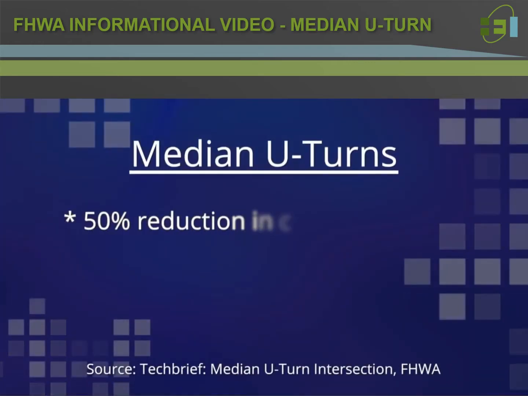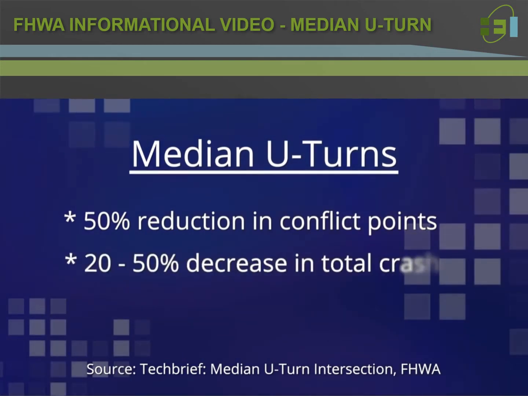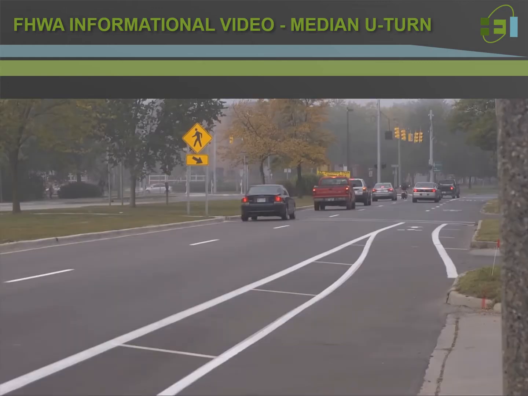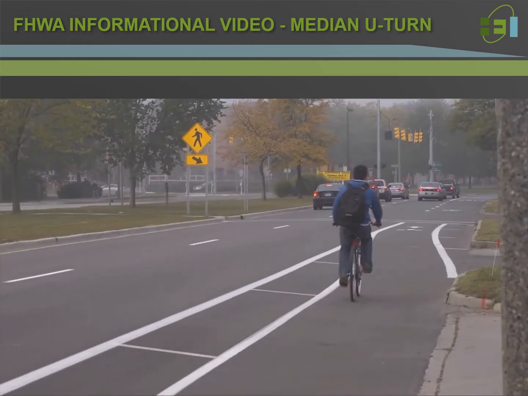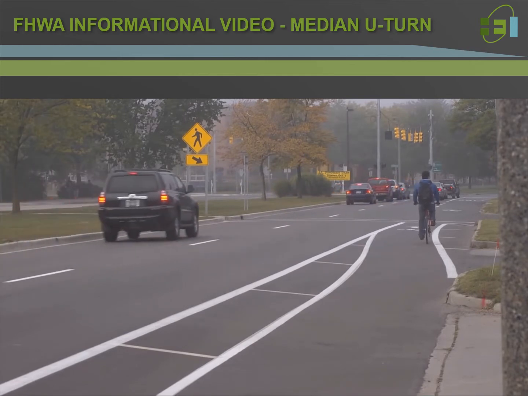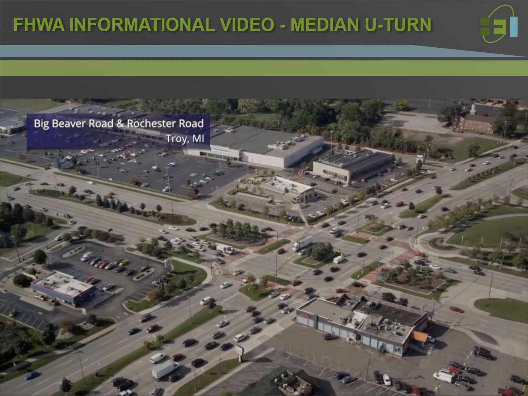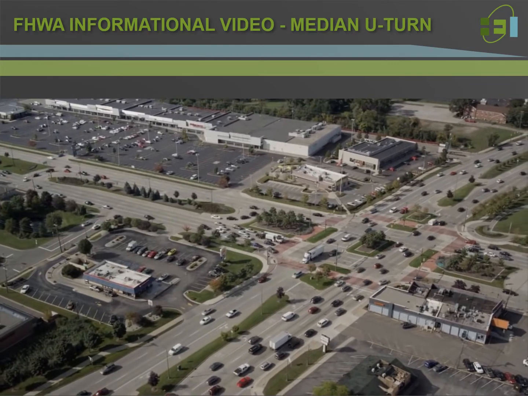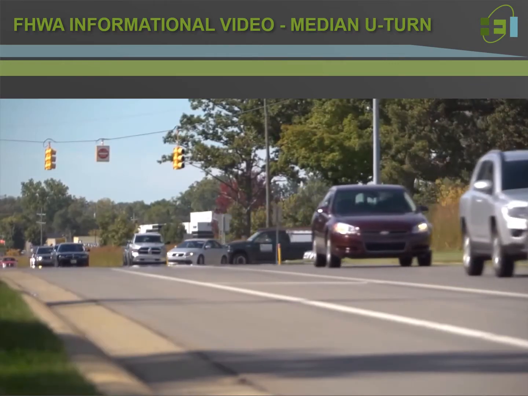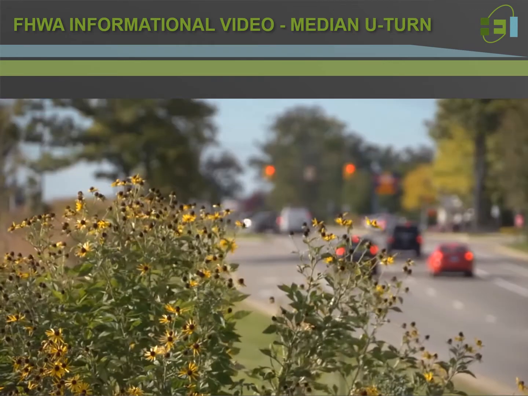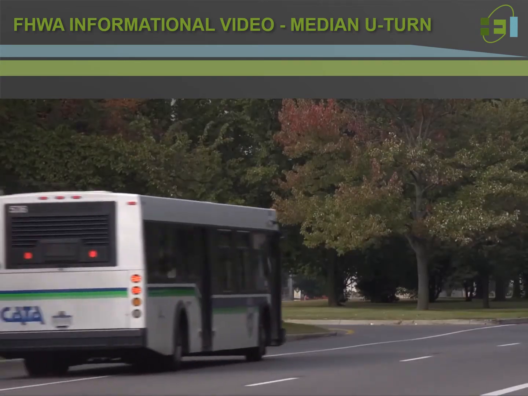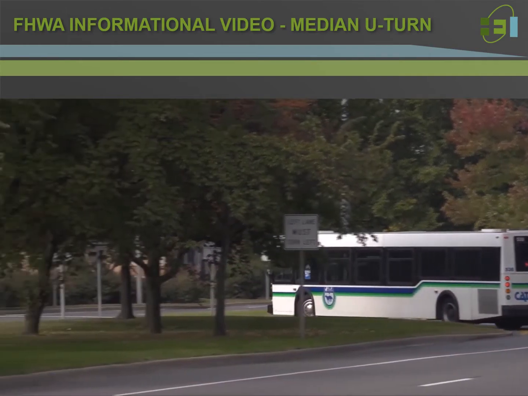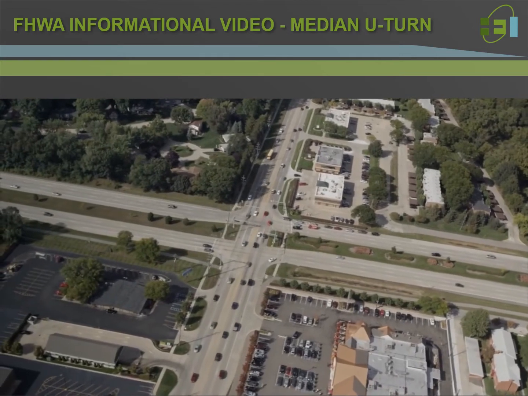By reducing the number of conflict points, the median U-turns result in safer intersections and roadways as compared to conventional signalized intersections. Moreover, the median U-turn design can be less costly and quicker to build than a conventional design. And finally, the median U-turn is an especially robust intersection solution, capable of effectively serving user needs and accommodating growth well into the future. The Federal Highway Administration encourages communities and agencies to consider the median U-turn to improve the safety and efficiency of existing intersections, as well as an option for new intersections.